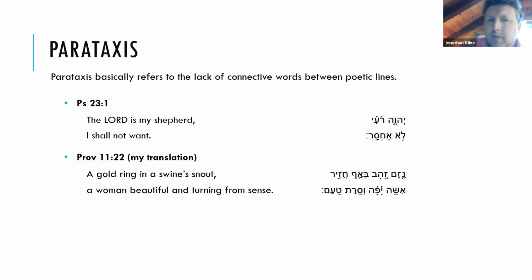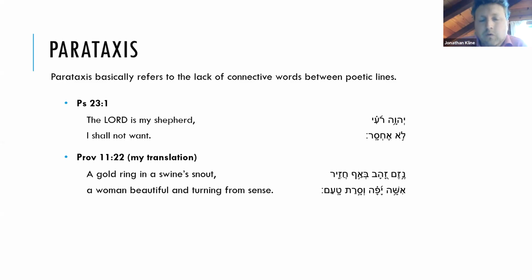Parataxis is a term that basically describes the lack of connective words between poetic lines. And so you see this in Psalm 23:1, which we just looked at. The Lord is my shepherd, I shall not want. It doesn't say the Lord is my shepherd, therefore I shall not want, or for this reason I shall not want. There's just no connecting particle.